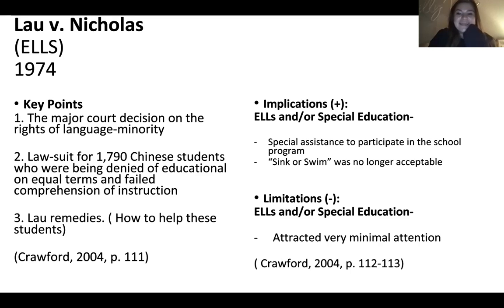An implication for this case is that there was some special assistance to participate in school programs, and sink or swim was no longer acceptable. A limitation for this case is that it attracted very minimal attention.